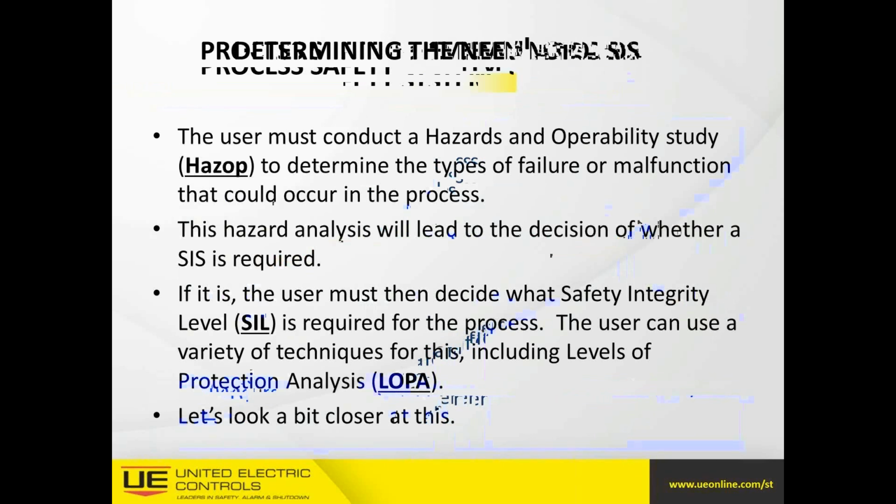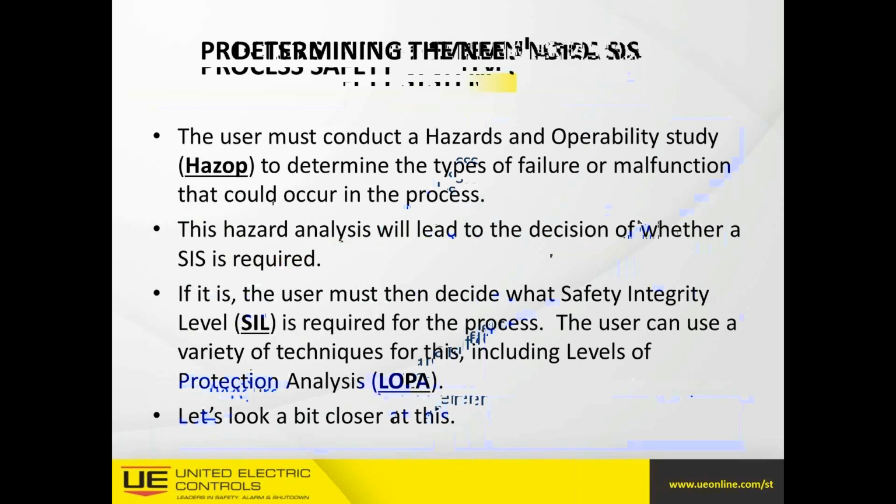Now, determining the need for a SIS is quite complex. From the beginning stages of design, the user has to conduct a hazard and operability study. That's the HAZOP, to determine what types of failures or malfunctions could occur in a given process. So this hazard analysis, once completed, will lead us to the decision of whether or not a safety instrumented system is actually required in this process. If it is required, then we have to decide what safety integrity level is required for the process.